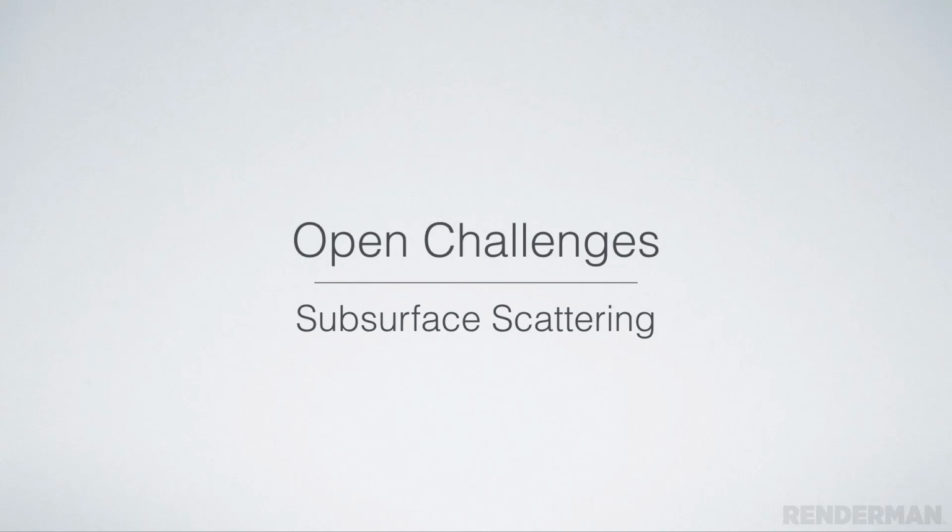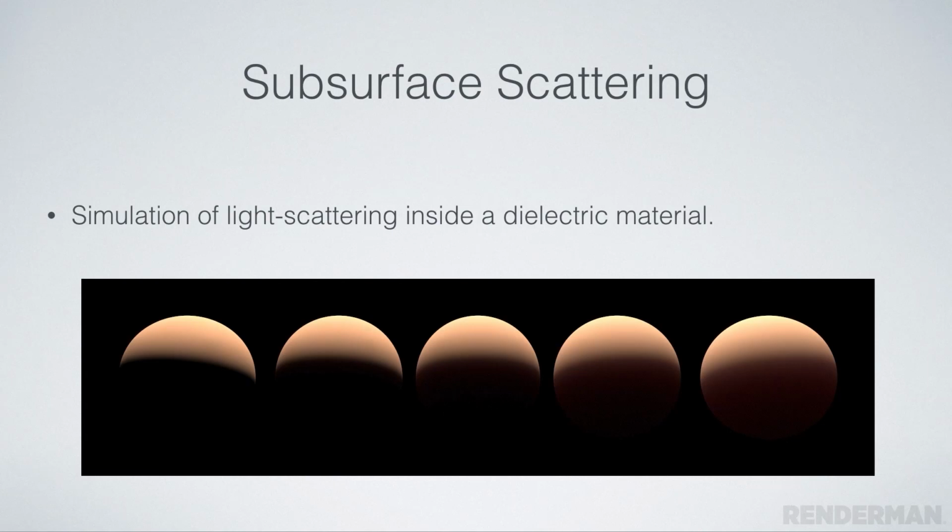And the final challenge we have in XPU is subsurface scattering. So what is subsurface scattering? Well, it's the simulation of light scattering inside a volume. In this image, the sphere on the left has little to no subsurface scattering and is predominantly direct lighting. The rightmost sphere has a lot of light transmitting through the surface and coming out of the bottom of the sphere and hitting the camera.